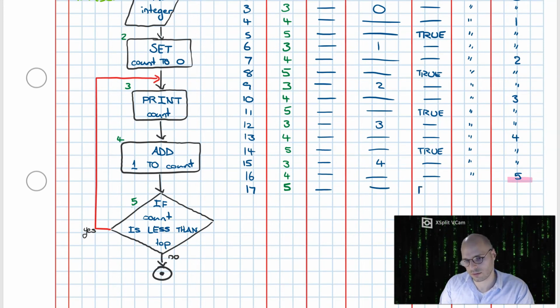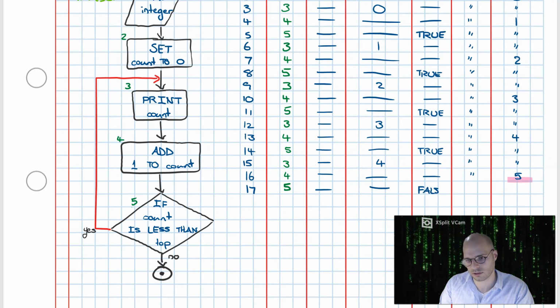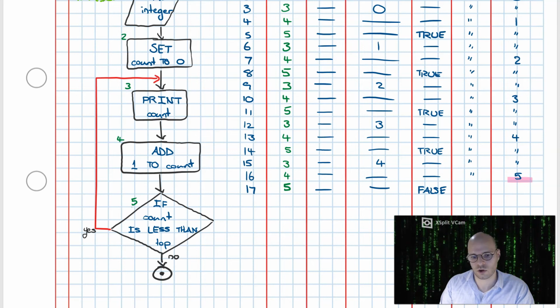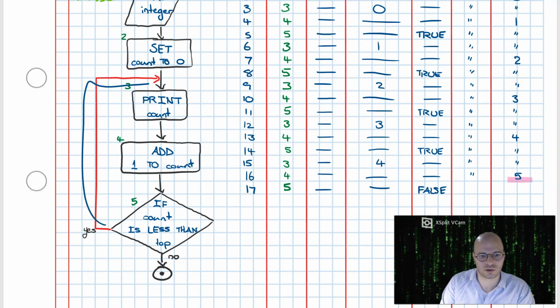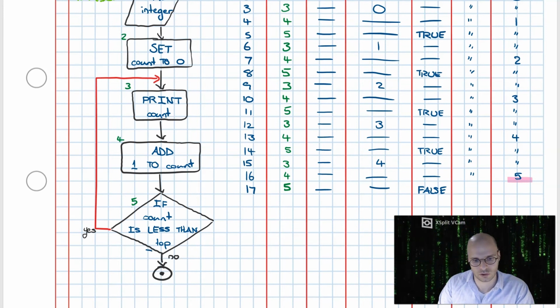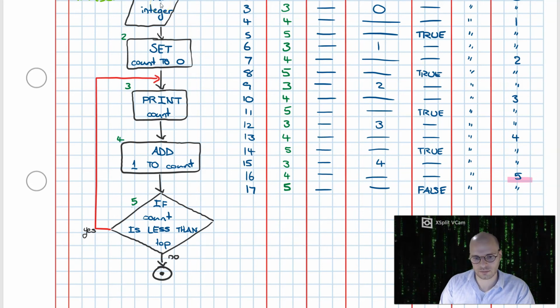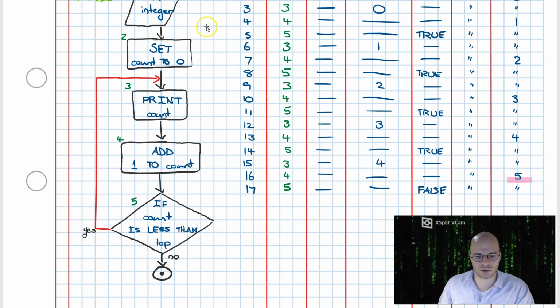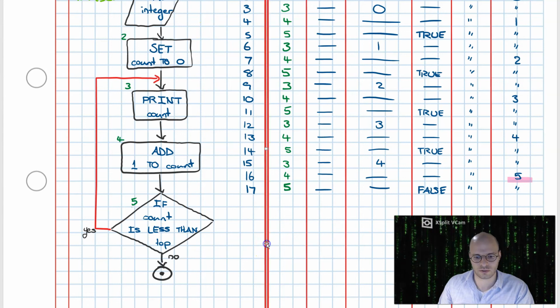So what's going to happen is we're going to get the no condition, or we're going to get the false condition. As a result, we're not going to go back upwards to block 3, but rather we're going to go downwards to the no condition here, which is terminate program. Consequently, what we're going to do is we're going to finish running the program itself.